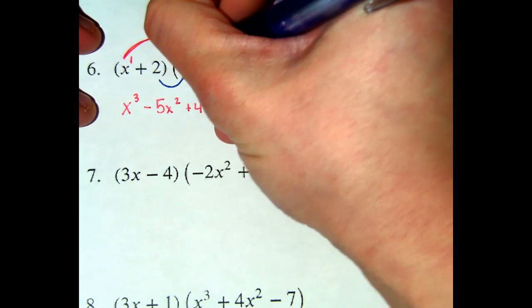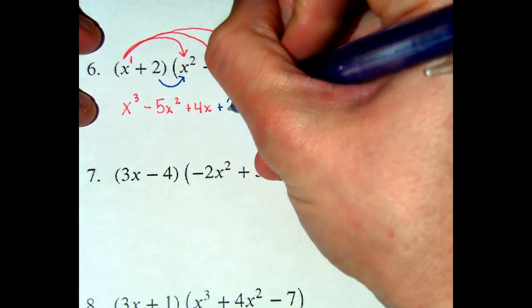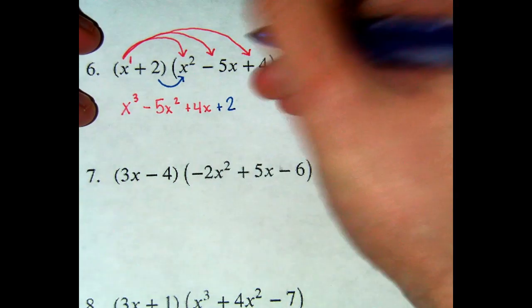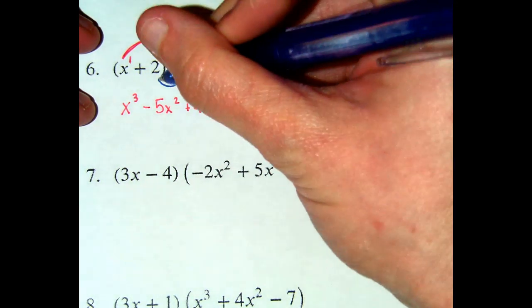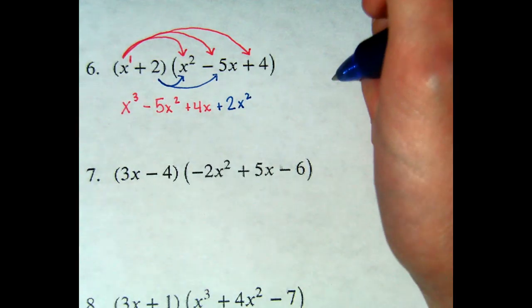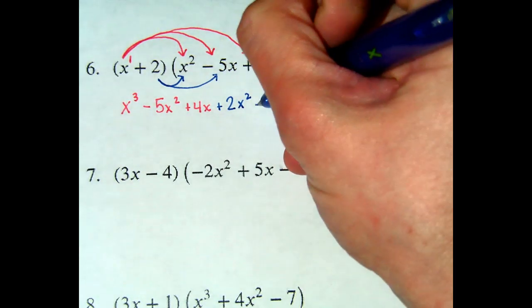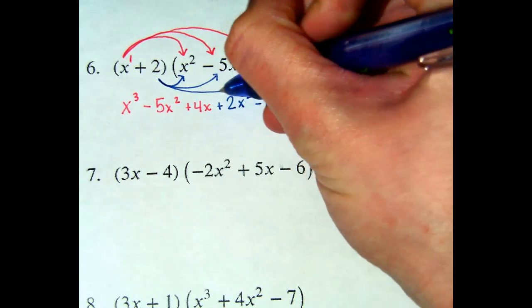And x times 4. Two times x squared. 2x squared. See, we're probably going to have like terms, but it doesn't look like they're right next to each other anymore. 2 times negative 5 is negative 10x. And last, 2 times 4.